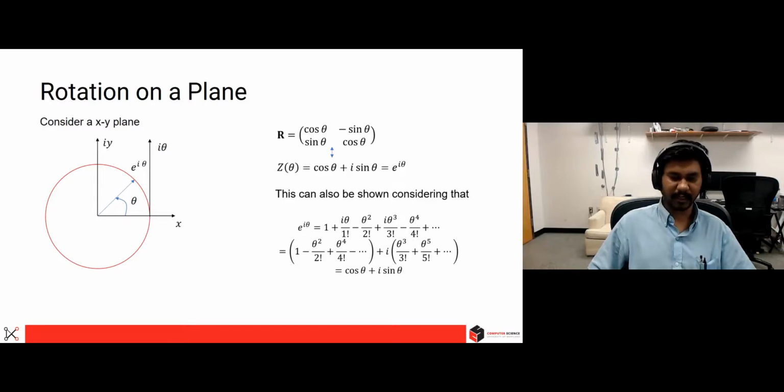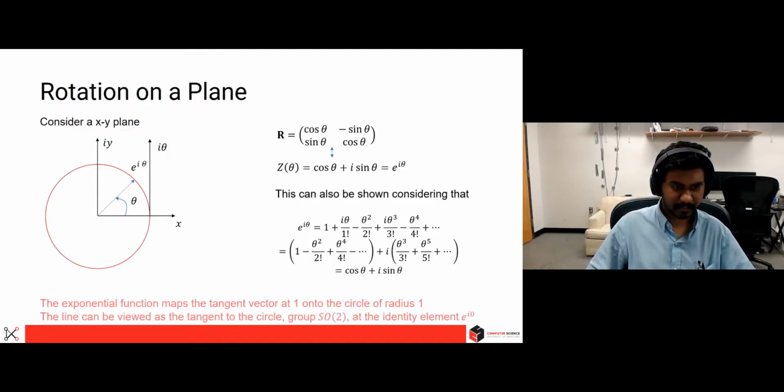You might be wondering, how can this be shown? This can be simply shown by getting a series expansion of e^(i theta) and separating the even and odd terms. That's shown right here. The exponential function maps the tangent vector at 1 onto the circle of radius 1, or unity circle. The line can also be viewed as a tangent to the circle group SO(2), because it's a 2D rotation matrix, with the identity element being e^(i0), which corresponds to the identity rotation matrix, or zero rotation angle in 2D.